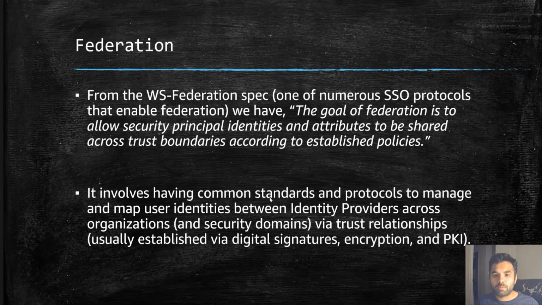It involves having common standards and protocols to manage and map user identities between identity providers across organizations and security domains via trust relationships, usually established via digital signatures, encryption, and PKI. Don't worry too much about this one; we'll see those in detail. Essentially, what it's telling you is that there is an identity provider. Suppose Okta is an identity provider. Once you log into Okta, you have 10 different applications, be it SaaS or applications hosted on-prem.